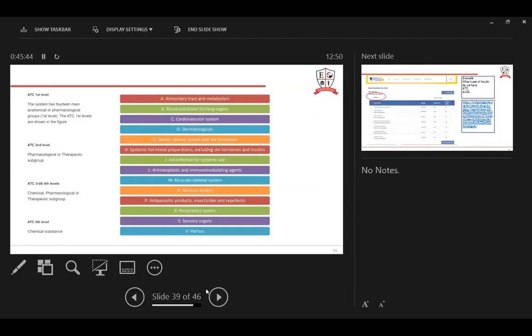So we talk about the various levels in the ATC. The system has 14 main anatomical or pharmacological groups. The ATC first level is shown in the figures. We're not going into details, but it shows the alimentary tract and metabolism, the blood and blood forming organs, the cardiovascular system, the dermatological system, and it gives a full listing, up to five levels. It talks about the chemical substance, and the third and fourth levels as well.